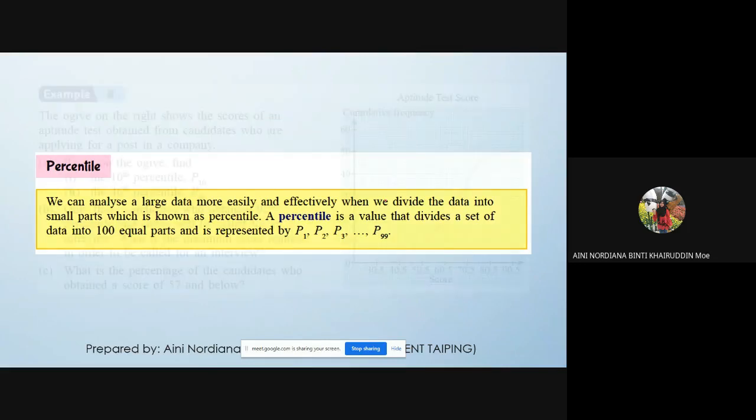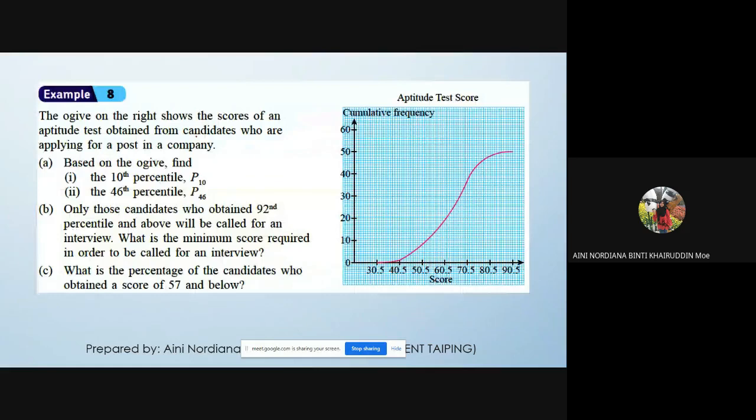Okay, contoh. The ogive on the right show the score of an aptitude test obtained from candidate who are applying for a post in a company. So based on the ogive, find the 10th percentile or P10. Number two, the 46th percentile or P46. Maksudnya mana? Okay. Maksudnya 10% lah. 10%, 46%.